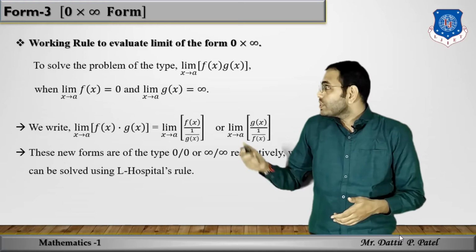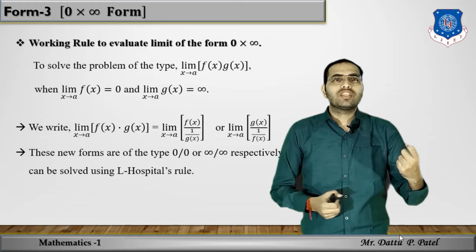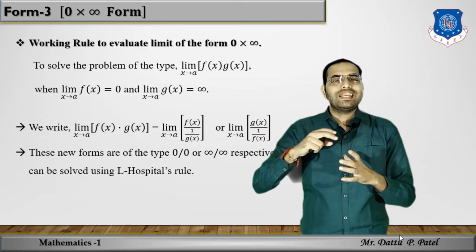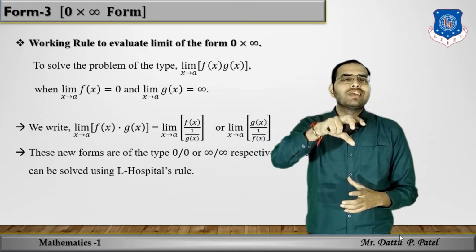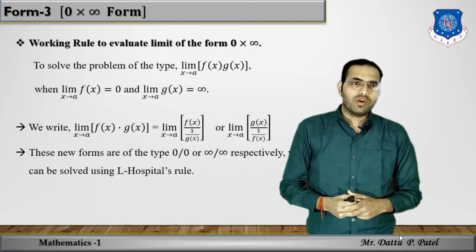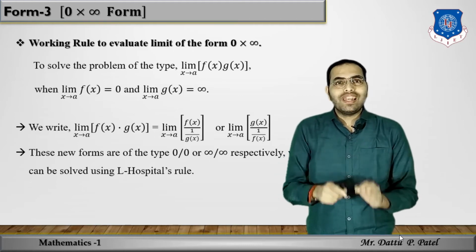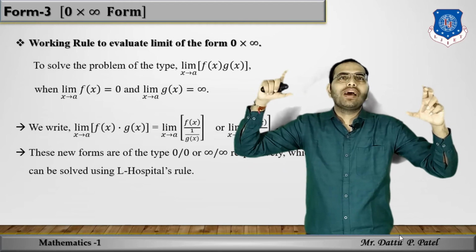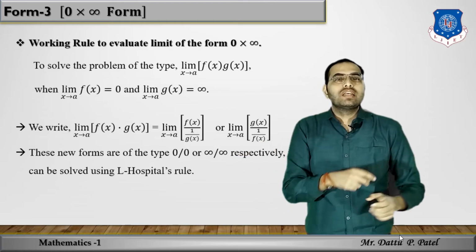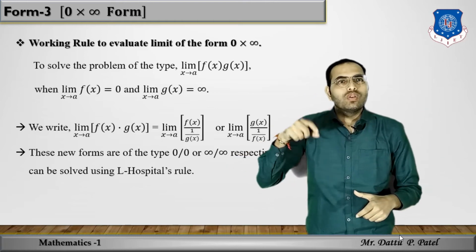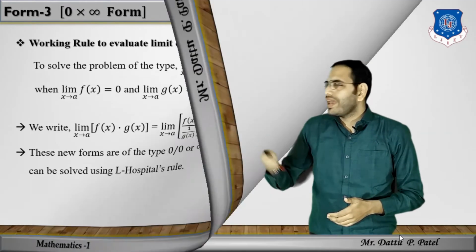Here, for the 0 into infinity form or any form other than 0 by 0 or infinity by infinity, each and every example of those forms is converted into the 0 by 0 or infinity by infinity form. That means we apply the L'Hopital rule only to the 0 by 0 and infinity by infinity forms. The remaining forms are converted into 0 by 0 and infinity by infinity, and then we apply the L'Hopital rule. Let's see one example.